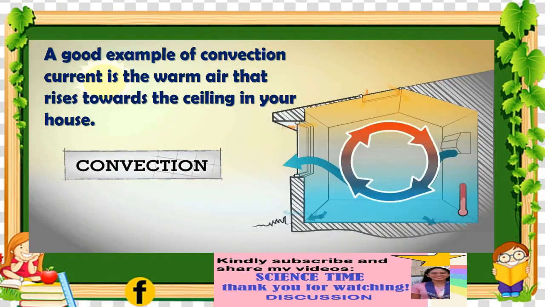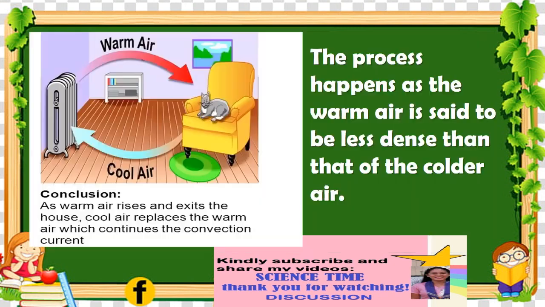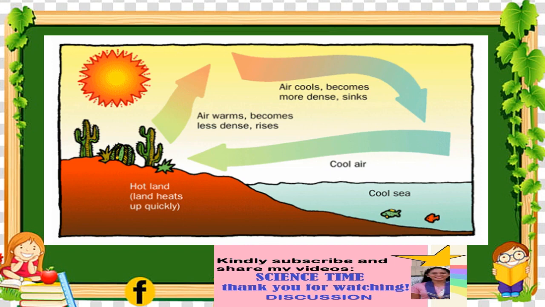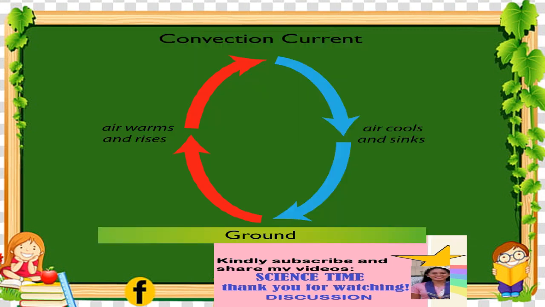A good example of a convection current is the warm air that rises towards the ceiling in your house. The process happens as warm air is less dense than colder air. Another good example of a convection current is wind. The wind is mainly caused when the reflected radiation of light from the sun heats up the air, thus displacing the cooler air.